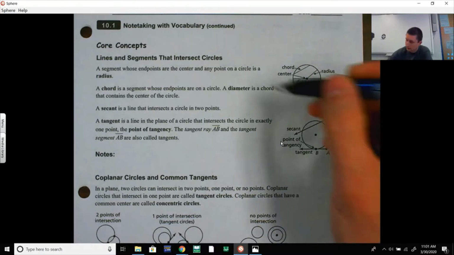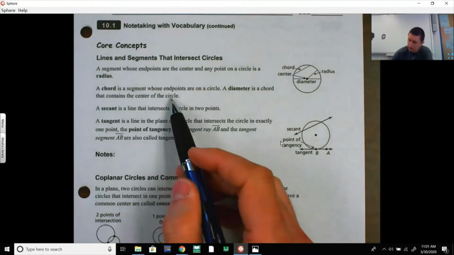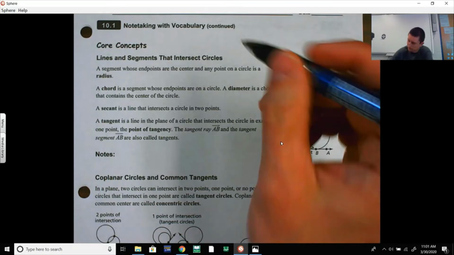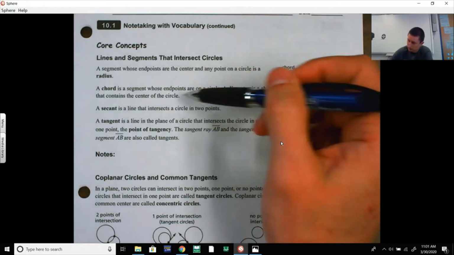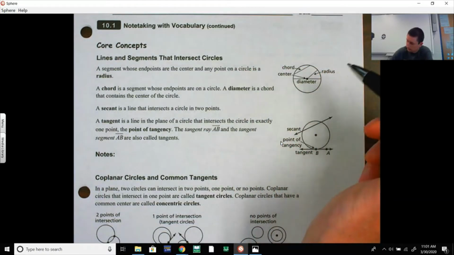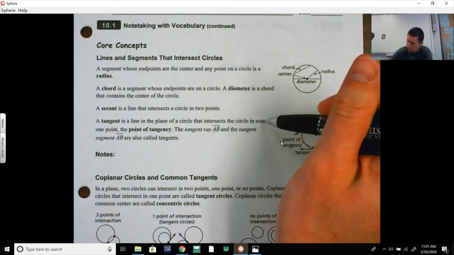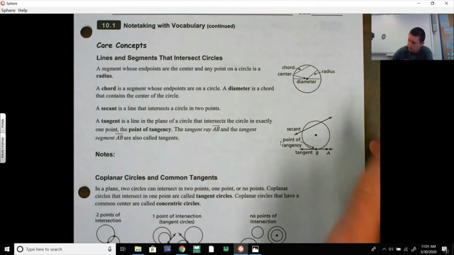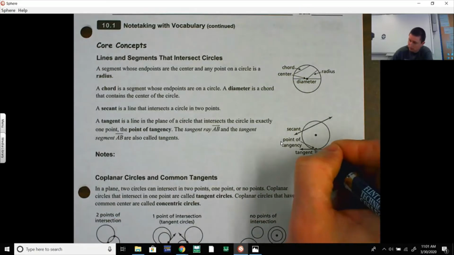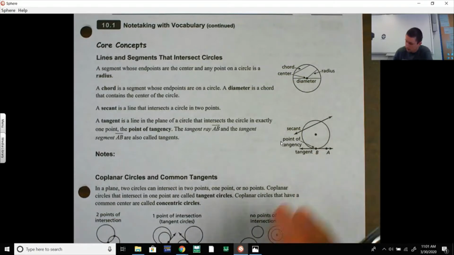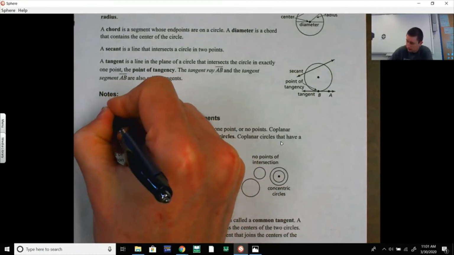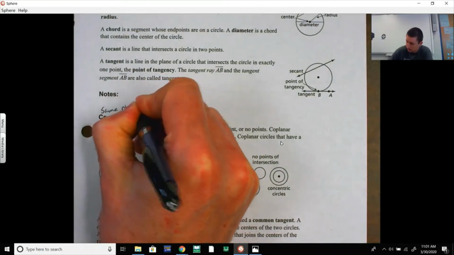So a diameter is a chord that contains the center of the circle. So diameter is considered a chord. It's like a square is a fancy parallelogram, that sort of thing. Secant is a line that intersects a circle in 2 points. Tangent is a line that intersects the circle in exactly 1 point, and you have a point of tangency. That would be point B, the point of tangency. Coplanar means you're in the same plane.